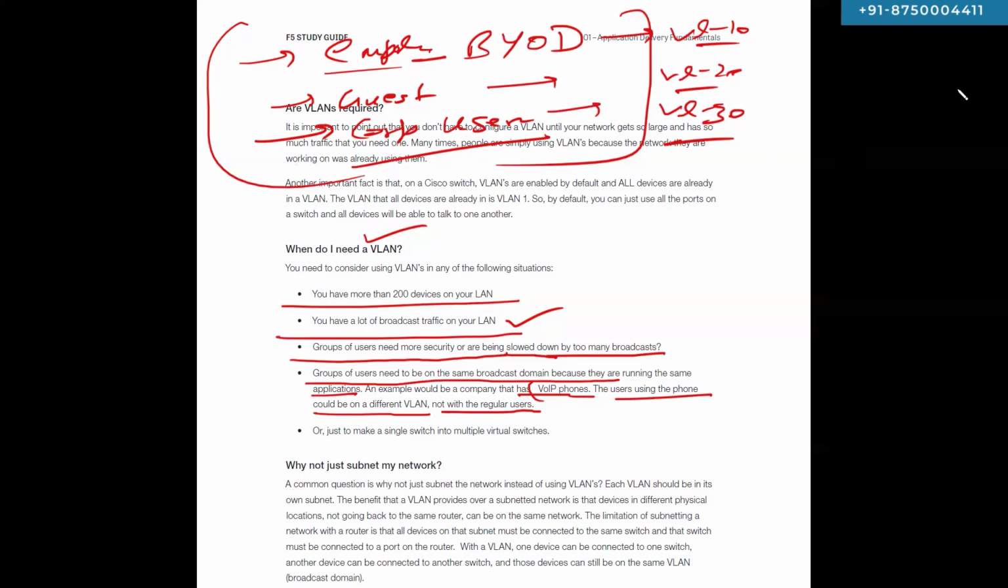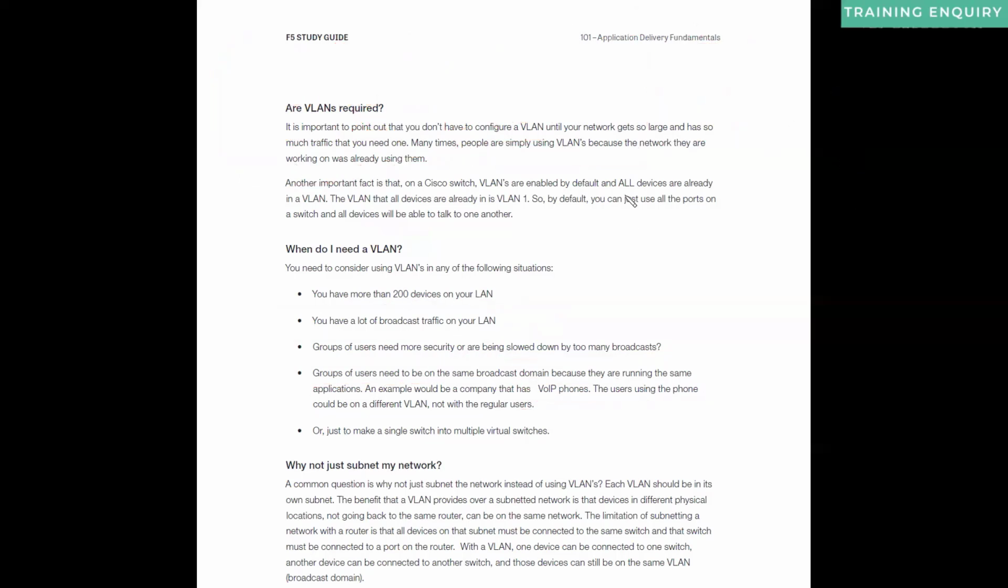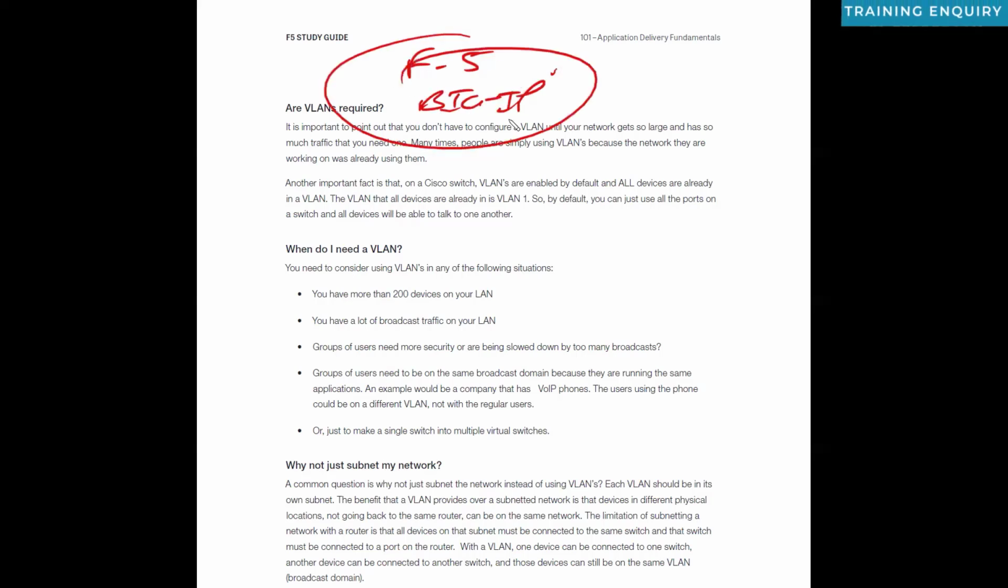Now remember that by default, no traffic, whether broadcasted or unicasted, will ever go from one VLAN to another VLAN from a networking perspective. You should know that by default, no traffic can move from one VLAN to another VLAN. And the same goes for F5 BIG-IP. So if you are working on F5 BIG-IP, let's say, and you have created two separate VLANs.